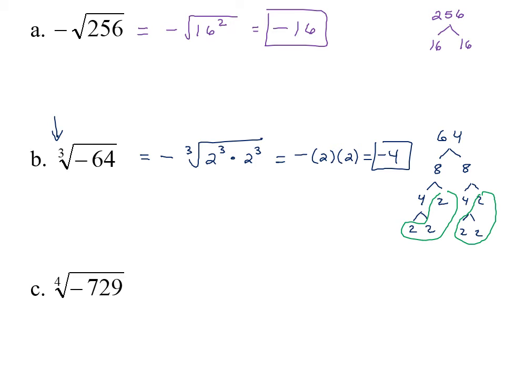On the third one, the fourth root of negative 729, that 4 is an even number. And this negative right here is a bad thing. You can't do a negative number underneath an even root. This has no solution, or no real solution anyway. There's no work to even be done.